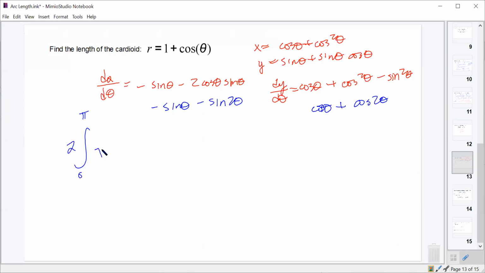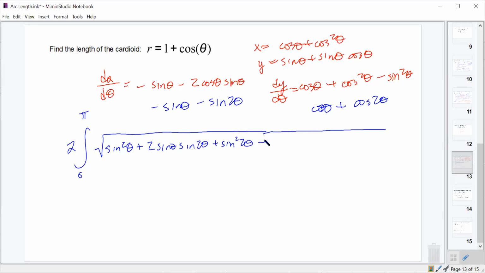0 to pi, square root of dx d theta squared. So that'd be sine squared theta. And then the negative and the negative is going to give you positive 2 sine theta sine 2 theta, and then plus sine squared 2 theta. And then plus cosine squared theta plus 2 cosine theta cosine 2 theta plus cosine squared 2 theta, d theta. Good or no?